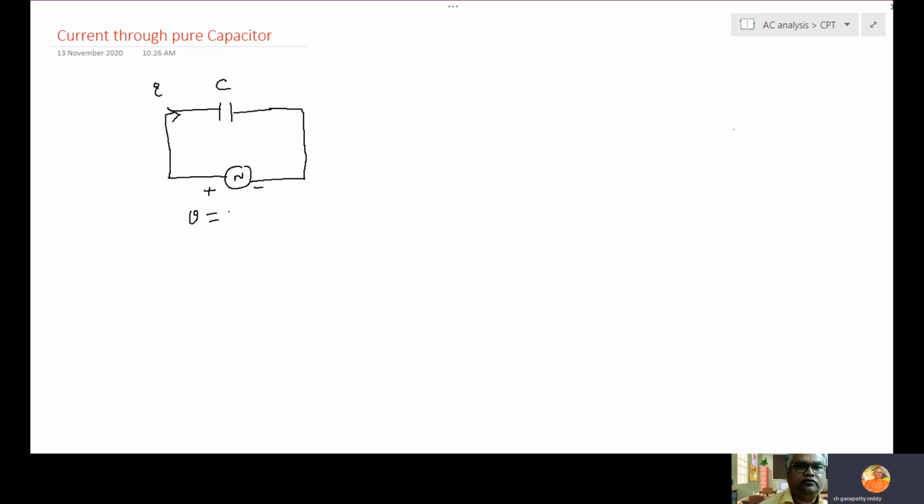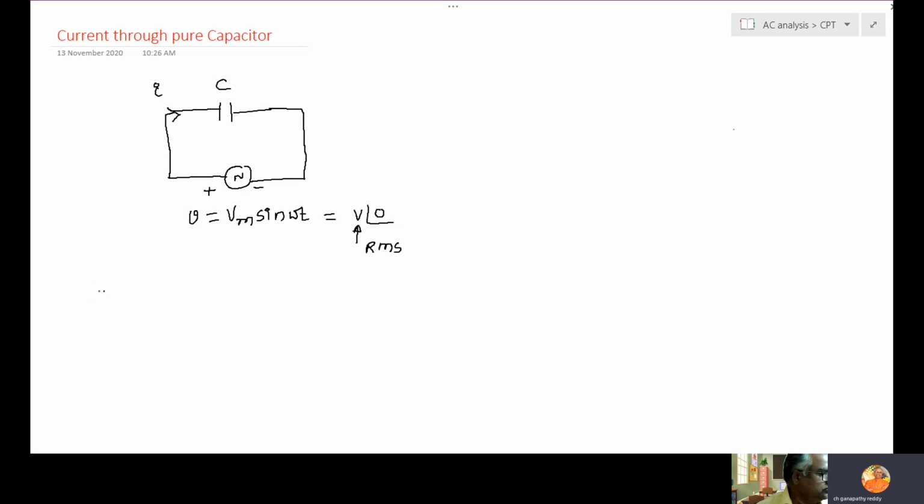That is V equal to Vm sin omega t. What is the phasor form? V of angle 0. I am taking capital V, this is the RMS value. So V is equal to Vm by root 2. So how does the current behave? Let us find.